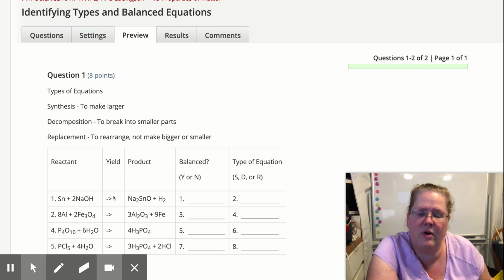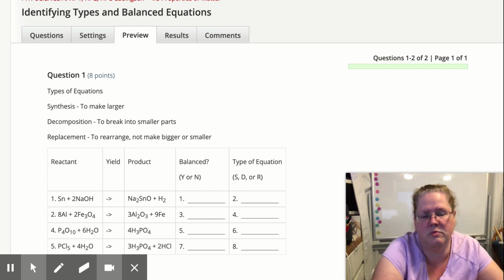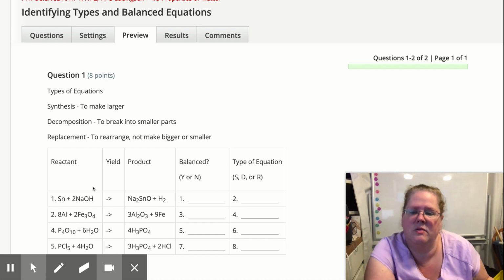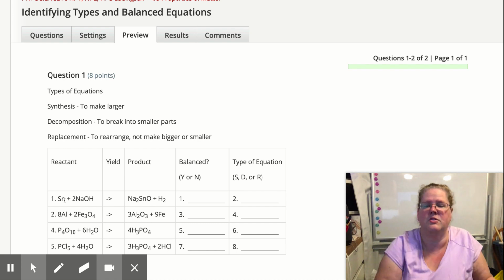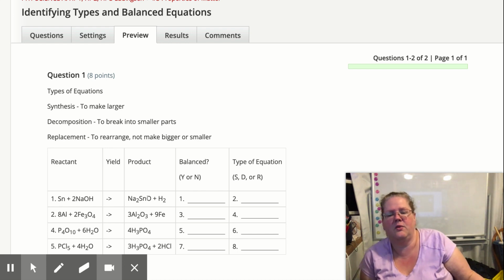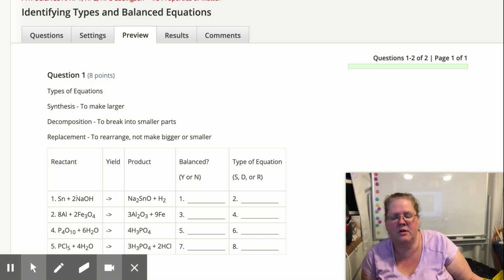And this arrow is actually read as a yield, not as in green, yellow, red, stoplight yield. This is like a farm yield. How much grain do you get out of how much you planted? What's my yield? So in this case, whatever I put in, I have to have exactly the same number of elements over here on the product side. So if I have one tin on this side, I have to have one tin on this side. If I have two sodiums on this side, I have to have two over there. So far, I'm balanced on this.